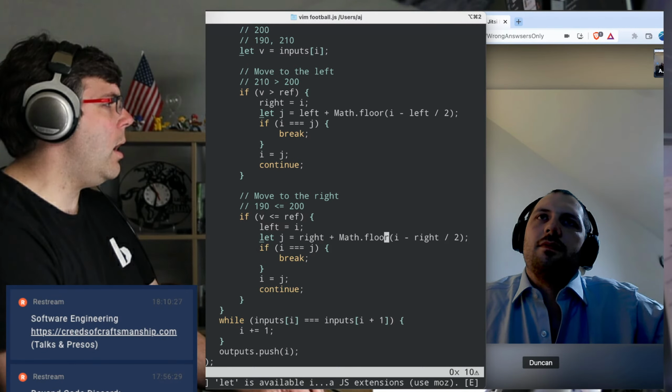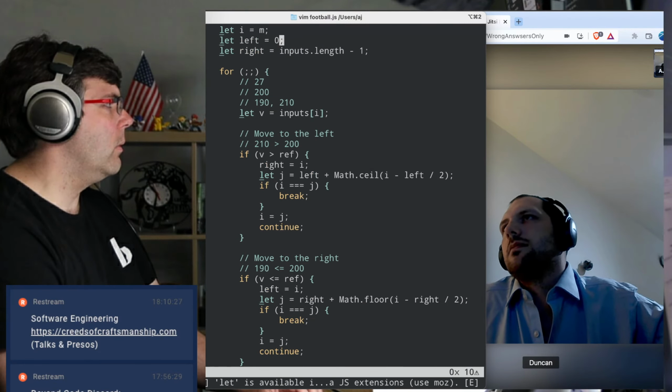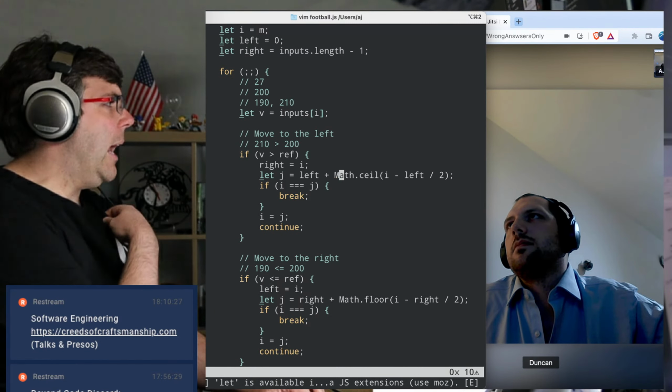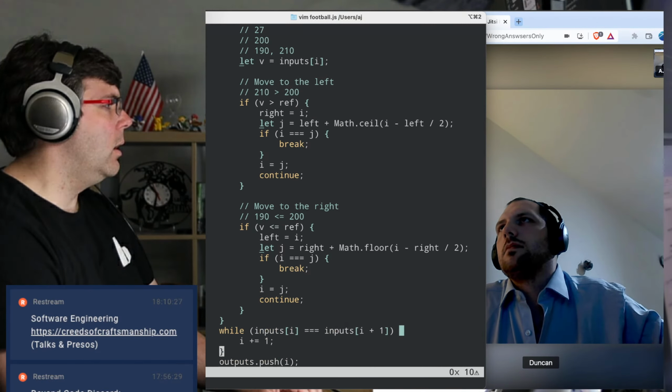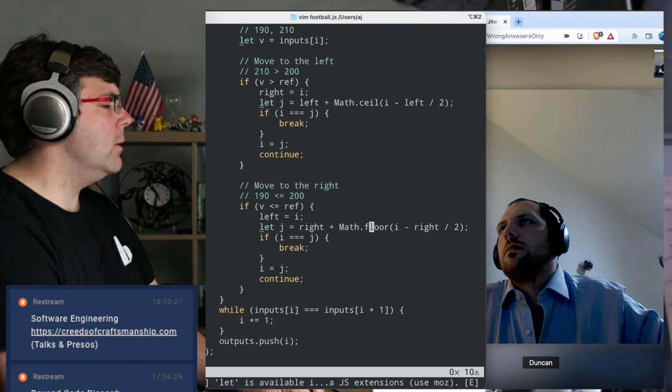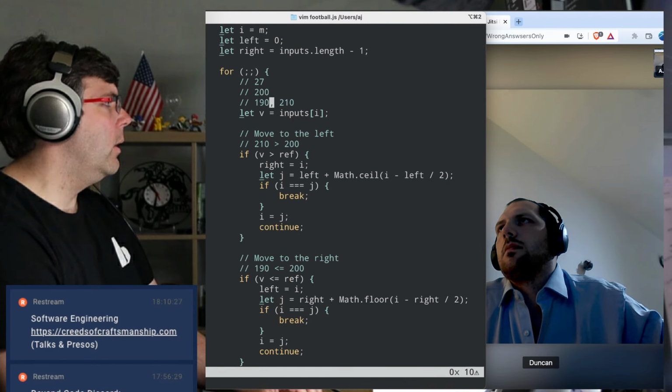And I think our problem is that here we need to do, I think actually it's the opposite. I think we need to do ceil here. And I think we need to do floor here. Because we want to end up at the rightmost value that we can. And that might solve it. Well, no, that shouldn't matter either way. We still should exit the loop.